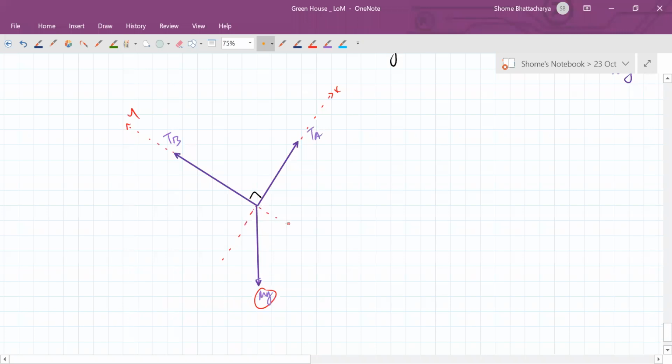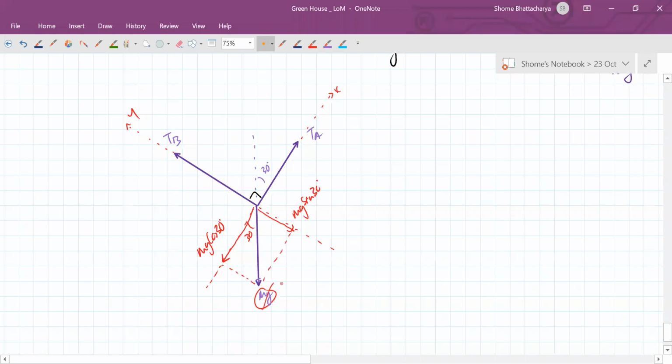So we'll have to figure out the angles. How will we figure out the angles? We know that this angle was 30. Okay, so here this angle is 30. So now you break mg into components. This component of mg is mg cos 30 and this component of mg is mg sin 30. So you can do that.